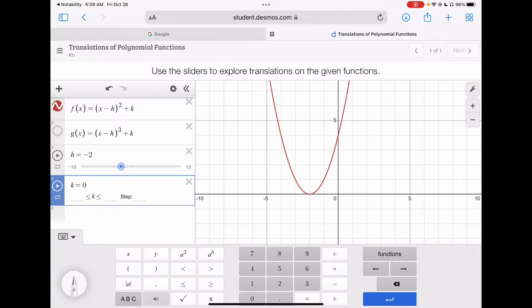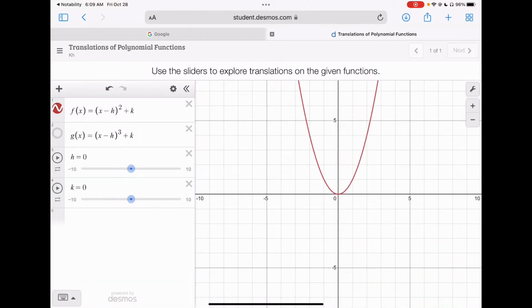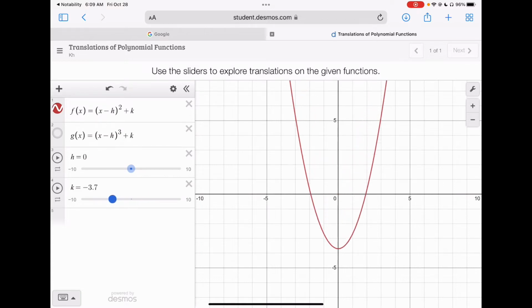Okay, so I'm going to bring h back to 0, so we're back where we started with a vertex at 0, 0, and then we'll look at k. You'll see there's a plus k at the end of both the functions in line 1 and line 2. If I make the k value positive, it shifts my graph up. It's a vertical translation. If I make my k value negative, it shifts my graph down. It's a vertical translation in the negative direction.